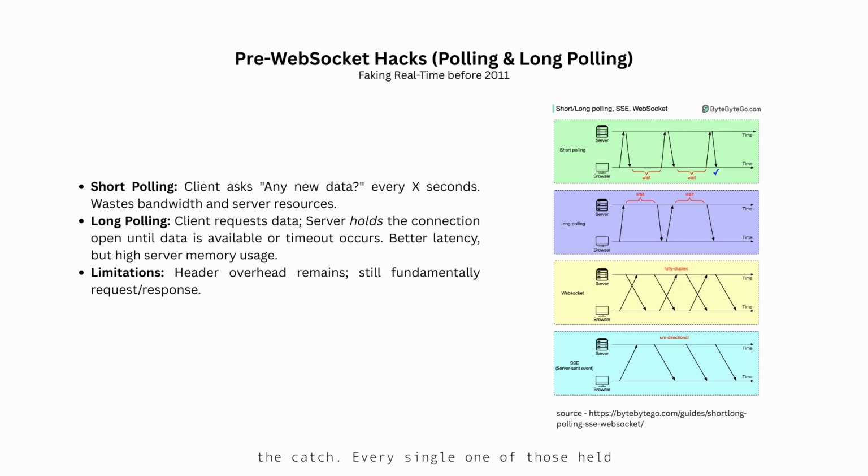But here's the catch. Every single one of those held connections uses server memory. If you have 100,000 connected clients, that's 100,000 open connections eating RAM. Plus, you still have the header overhead on every request. We were clearly hitting the limits of what HTTP could really do. The web needed a new paradigm.